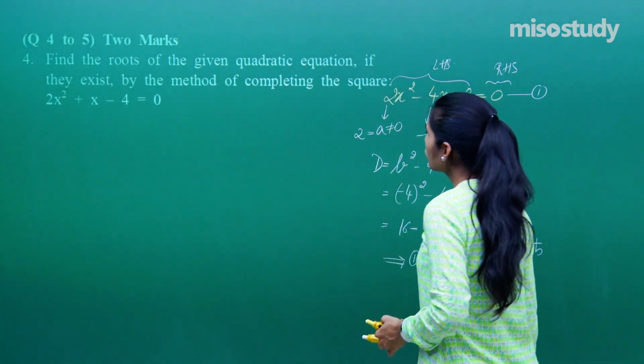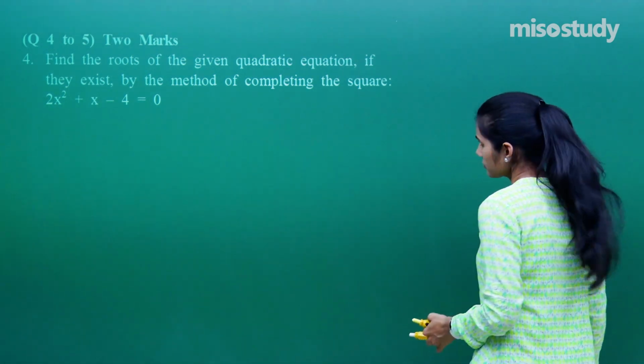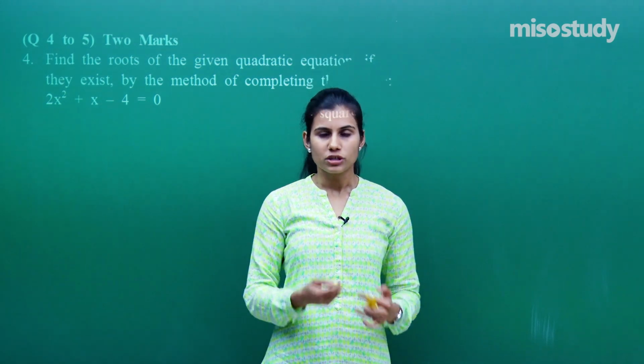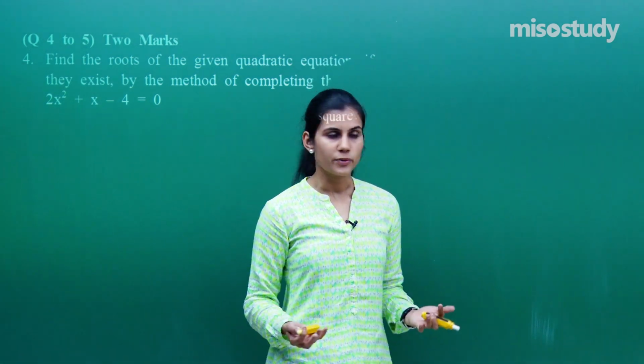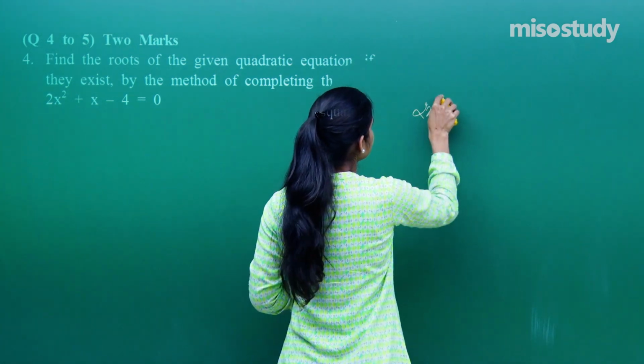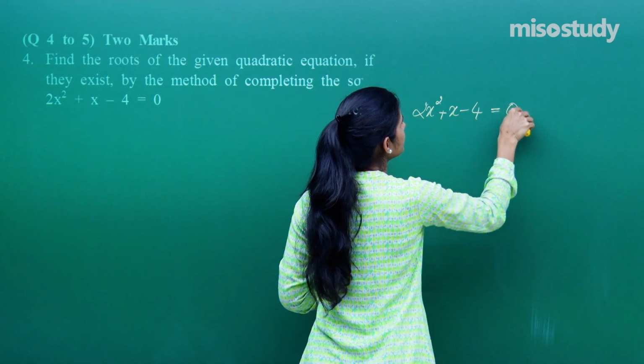Find the roots of the given quadratic equation if they exist by the method of completing the square. Let's see whether the roots exist or not by the method of completing the square as well. You have 2x square plus x minus 4 equals 0.